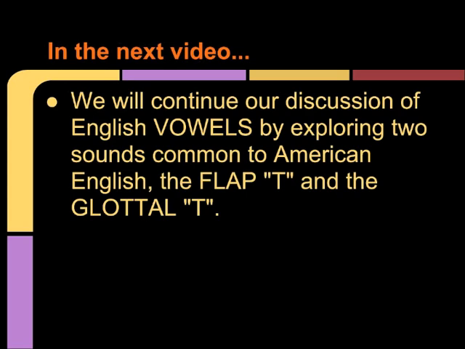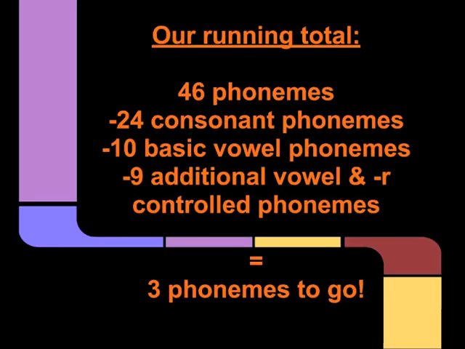In our next video, we will continue our discussion of English vowels by exploring two sounds common to American English, the flap T and the glottal T. And in our running total, again, we began with 46 phonemes to identify. We've identified 24 consonant phonemes, 10 basic vowel phonemes, 9 additional vowels, and then today, R-controlled phonemes, which leaves us with 3 phonemes to go.